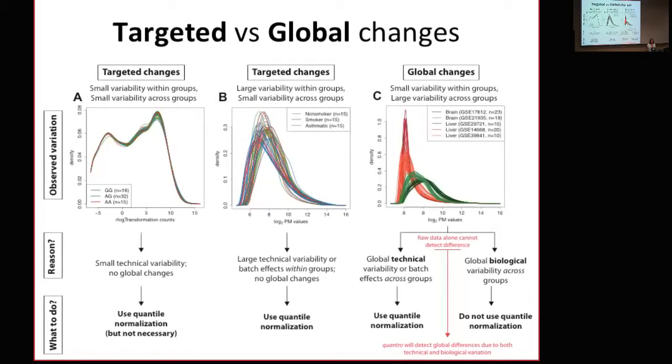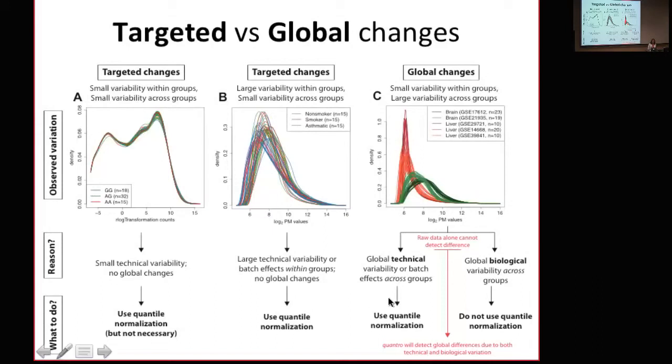So if for some reason, all of the liver tissues were processed on one day, and all of the brain tissues were processed on another day, and that caused the difference, that could also be detected by Quantro. You could have global differences detected based on technical variation and biological variation. But there is no way to determine if it's being caused by technical variation or not. It will just detect if there are global differences or not.